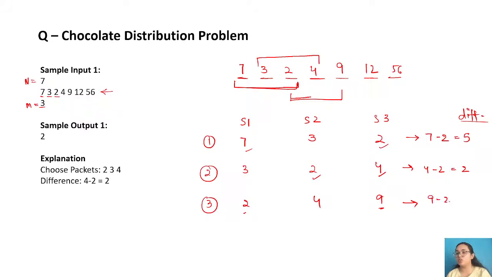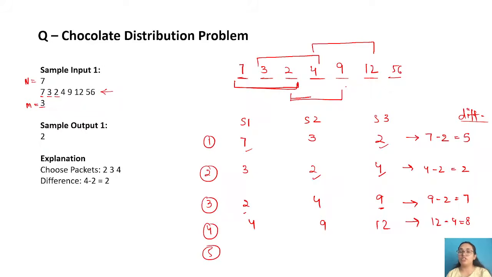9 minus 2 is what? 7. So the difference is 7. Same, we have to go with the fourth and fifth time as well. So we have taken 2, 4, 9, no? So now we'll take 4, 9, 12. The difference would be what? 12 minus 4, which is 8.